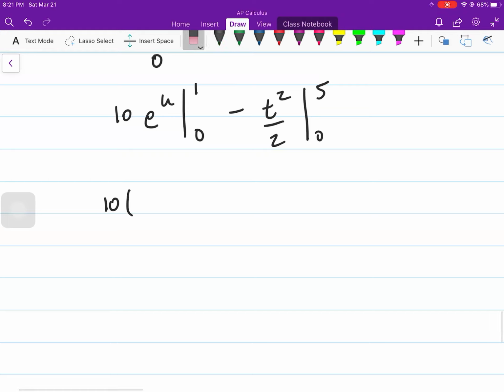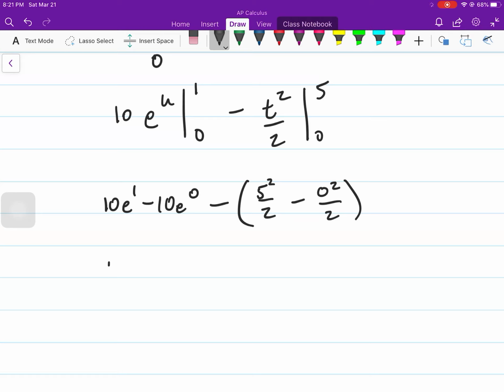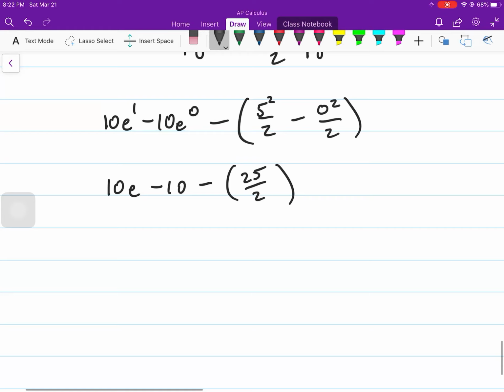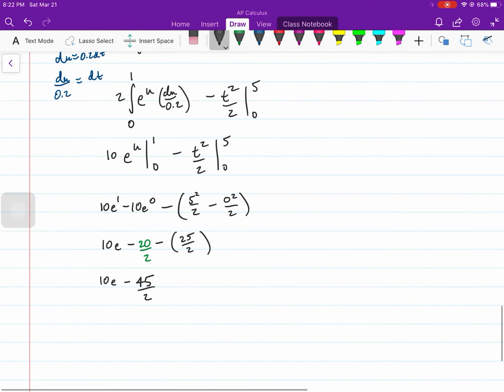Focusing on this now, so we'll have 10 times 10e to the 1 minus 10e to the 0. Then minus 5 squared over 2 minus 0 squared over 2. So it's going to be 10e minus 10 minus 25 over 2 minus 0. So if you think about this, we'll just go ahead and get a common denominator, 20 over 2. And 10e minus 45 over 2. And that would be your answer.